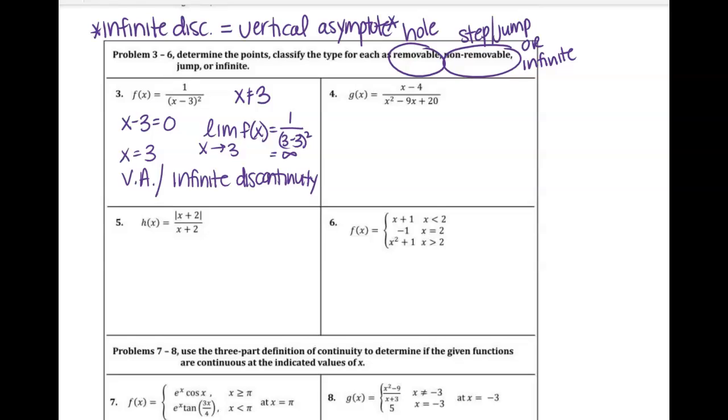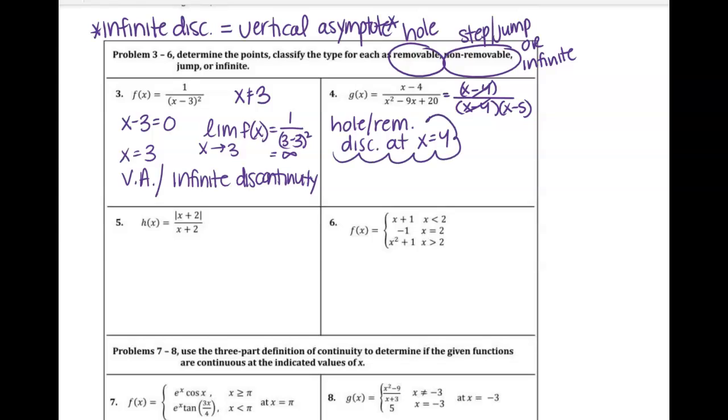Okay, over here, first step is going to be factor. Kind of when you see something like this, you just factor your polynomials. So the denominator factors into x minus 4 times x minus 5. So x minus 4 cancels, meaning there's a hole or a removable discontinuity at x equals 4, because we can cancel it out. That's the key. It's removable, so you can cancel it out like that.